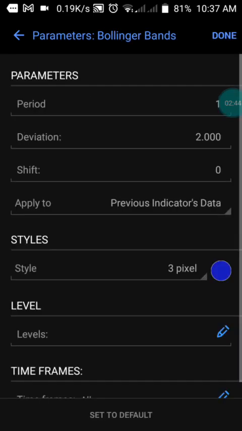Then we move to Bollinger Bands. We have the period of 1, and the deviation to be 2.000. We have our shift to be 0. We have it applied to previous indicator data. We have our style here to be in blue color. You see, then you press on done.